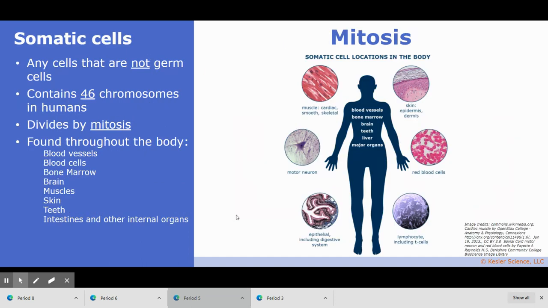Okay, so here's a diagram showing you several different types of somatic cells. So these are any cell that's not a germ cell. They contain 46 chromosomes, and we know they can divide by mitosis. So we find them everywhere in our body.